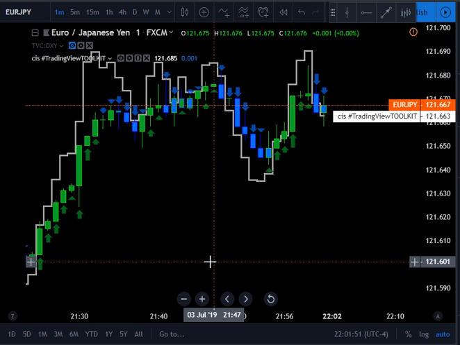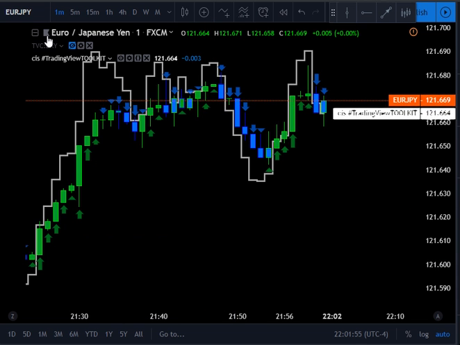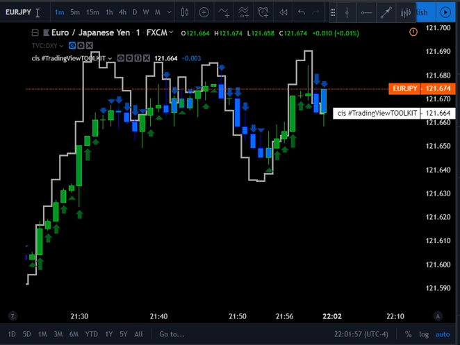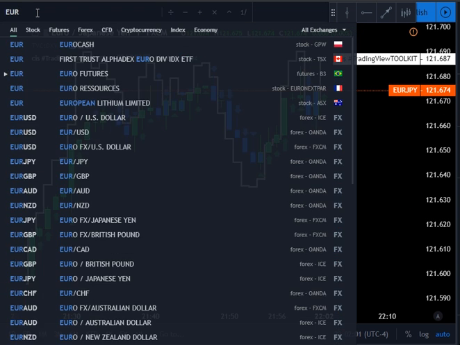So now that it's about 10 o'clock, just wanted to check on this euro yen. Watch it for a couple of minutes. Go back over to the euro US dollar.